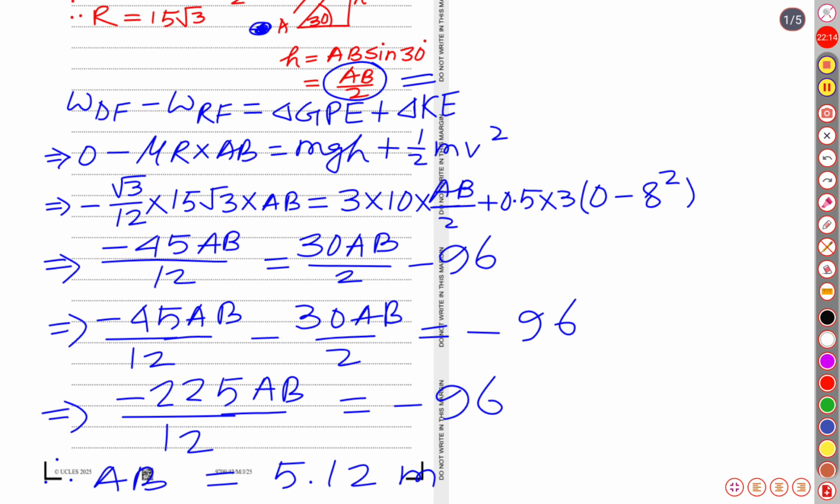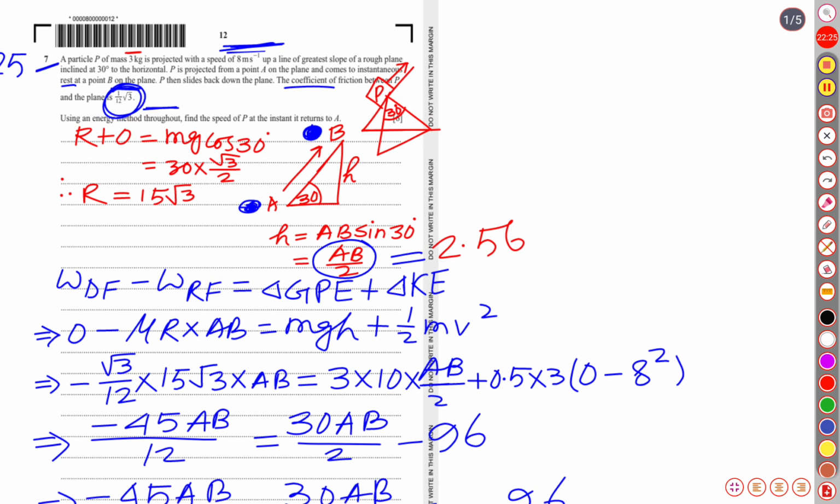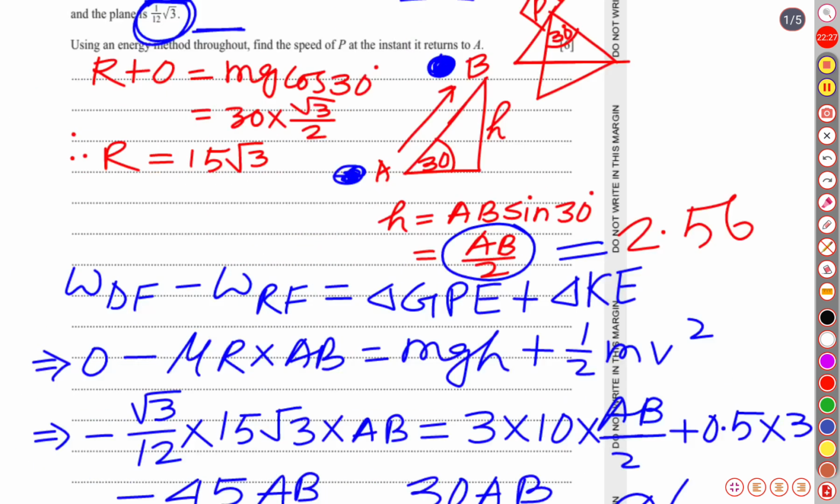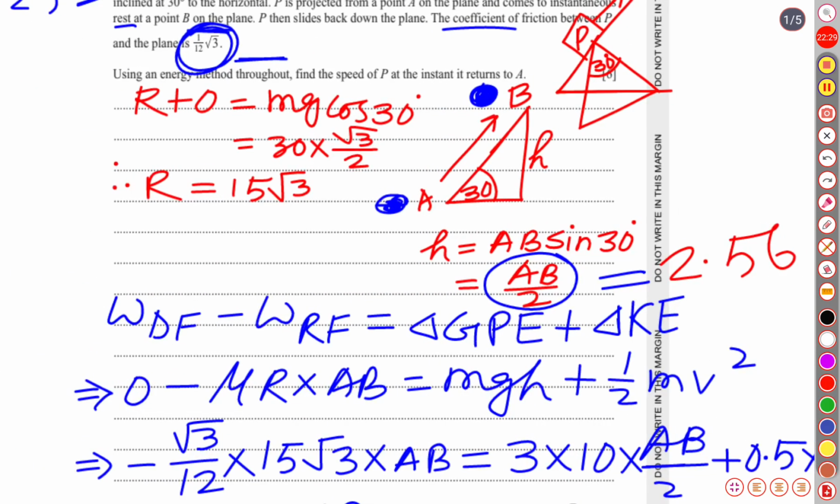Hence our height is 2.56. That means final height. Initial height was 0. Well, then easily we can find the velocity. They have told us to find the velocity. Let's have a look at the question. Use an energy method.